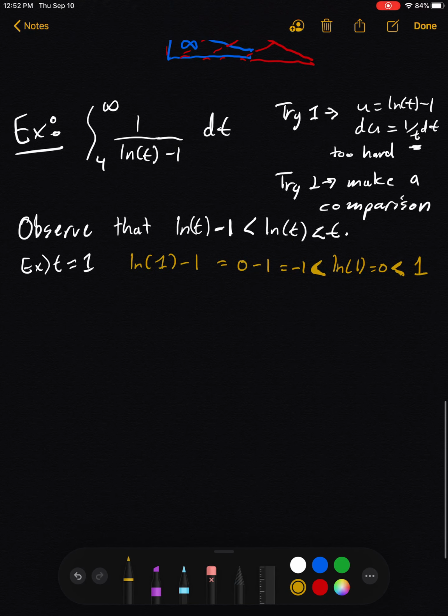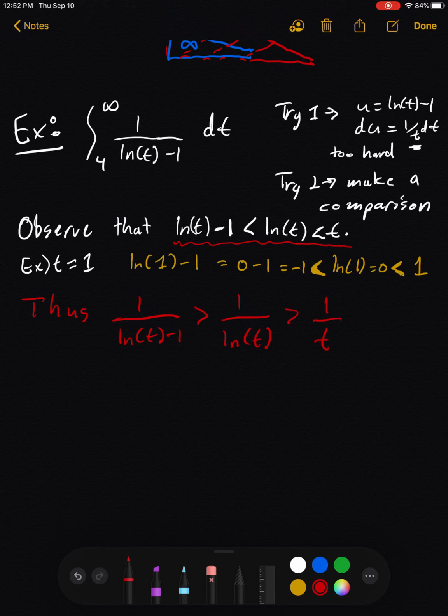But the important thing is that because of this relationship, and I'm going to underline it, we can say that 1 over ln of t minus 1 is greater than 1 over ln of t, which is greater than 1 over t. Whenever you're doing inequalities like this, if you make everything a fraction, it switches the inequality, and it's basically because you're dividing both sides.